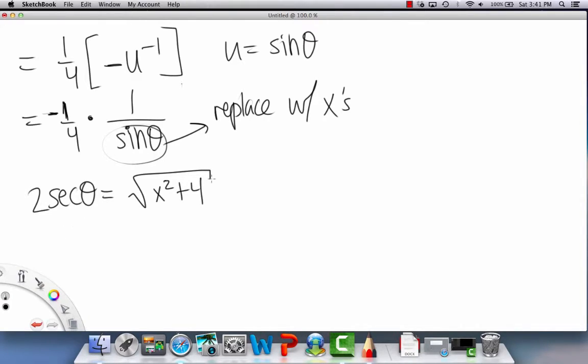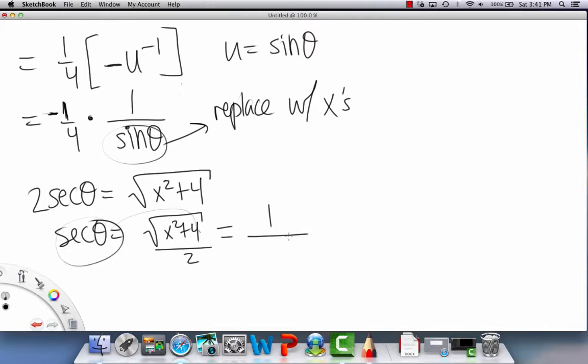So then secant theta itself, if we get it by itself, we're going to get this square root of x squared plus 4, over 2, right? And as we recall from our trig classes, secant theta equals 1 over cosine theta, right? And cosine, as we know, is adjacent over hypotenuse.